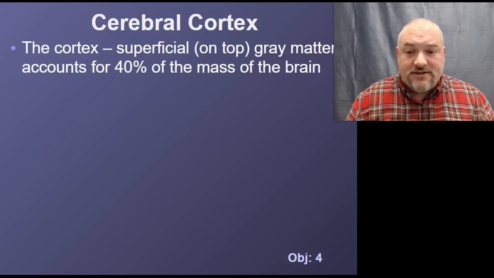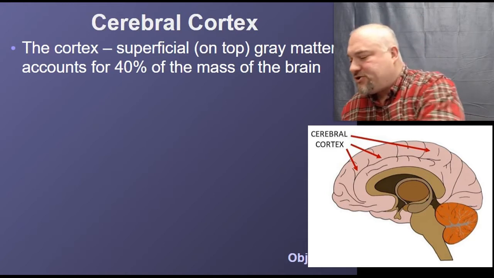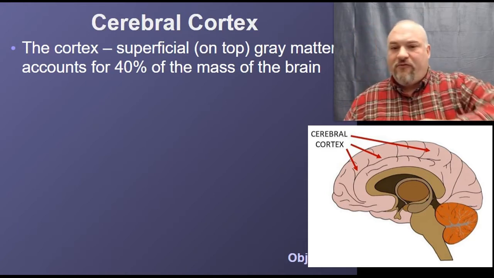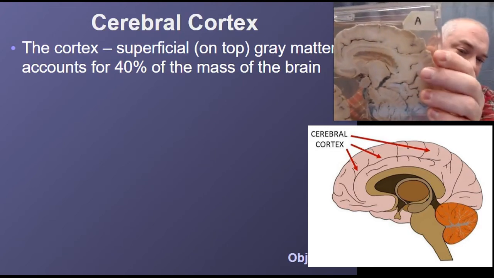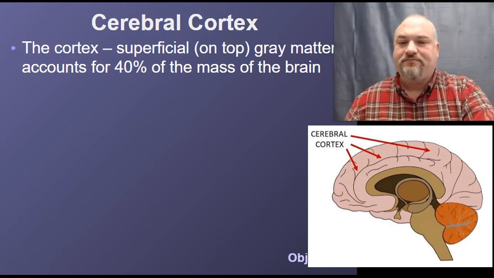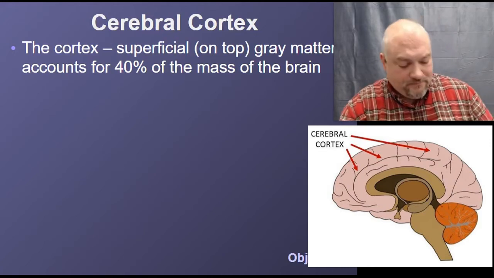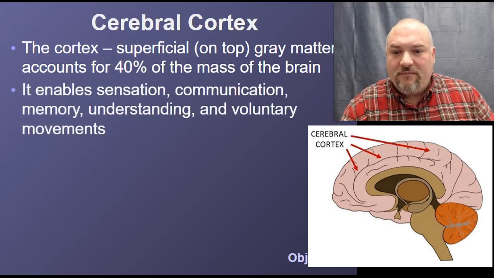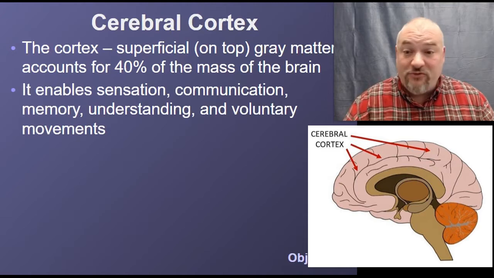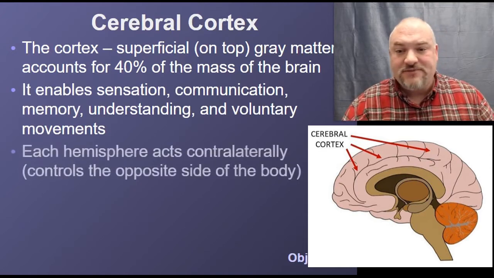The cerebral cortex is the very surface part, the gray matter. I showed you that in this thing before. The darker areas on the outside, the gray matter, that is the cortex. It accounts for about 40% of the mass of the brain, so about half of the hemispheres. That's what enables sensation, communication, memory, understanding, and voluntary movements. Most of the stuff we think about the brain doing for us.